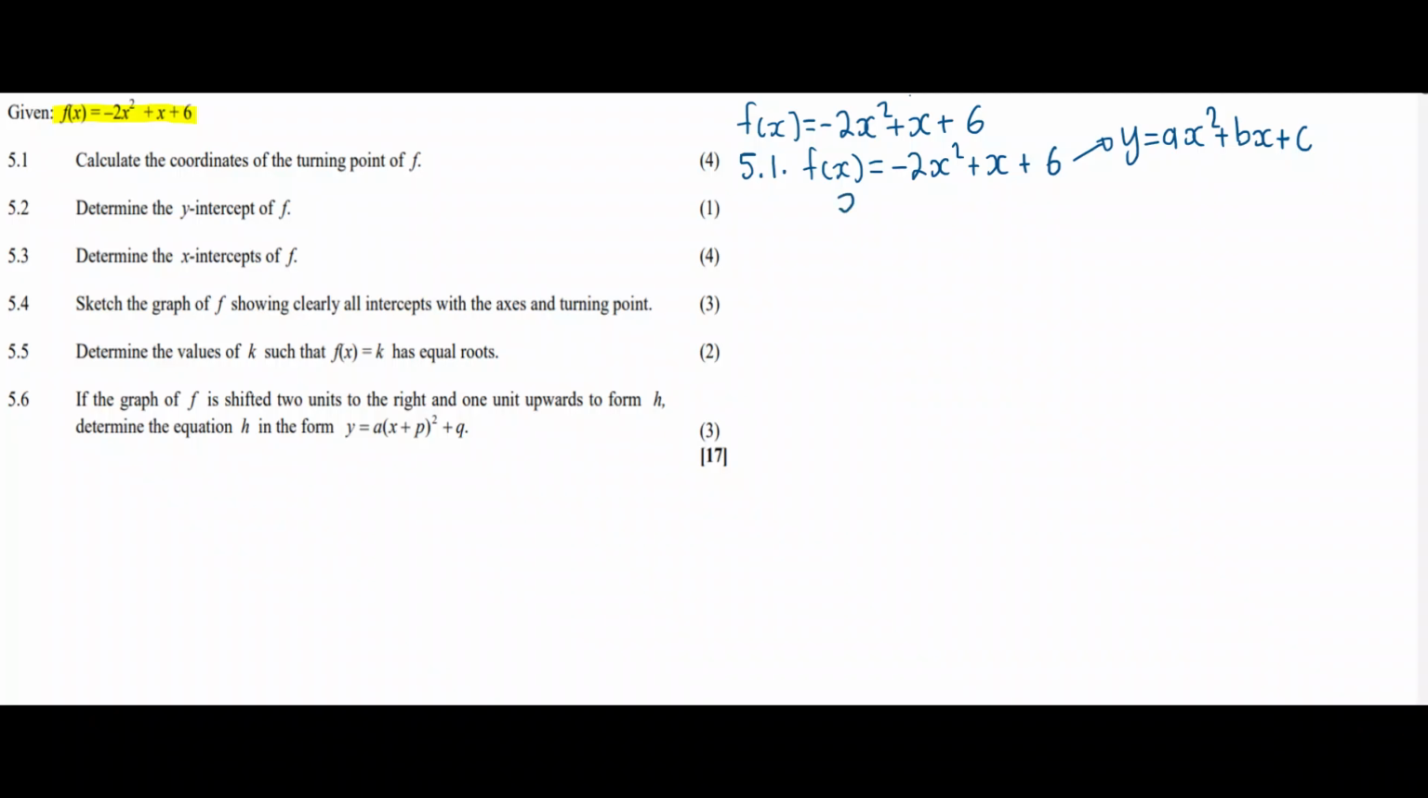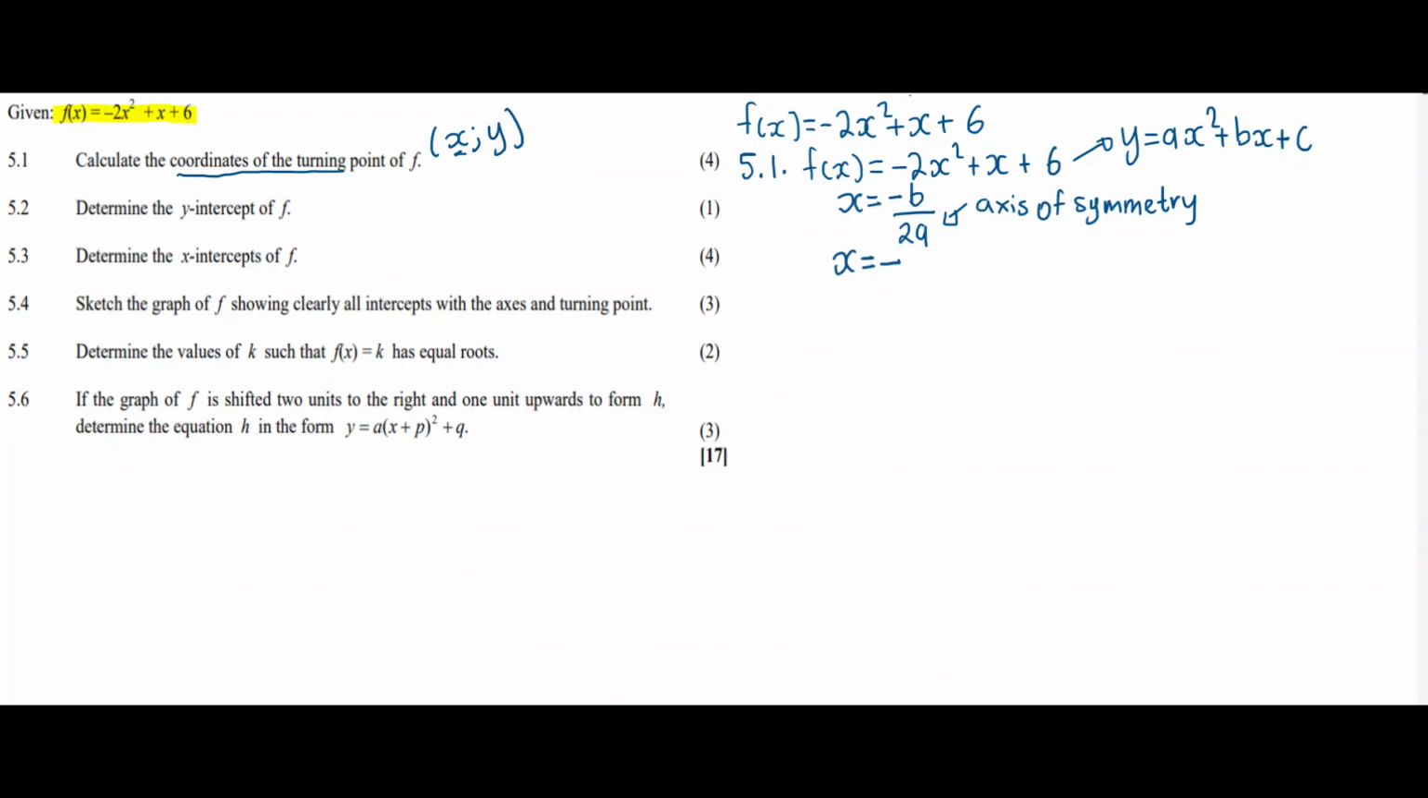What we will do here is simply make use of this useful tool, x equals minus b over 2a. This is going to get us our axis of symmetry of the function, which is simply the x coordinate of the turning point. Remember, for this turning point we're expecting some x and some y value. The x value will be calculated from this formula.